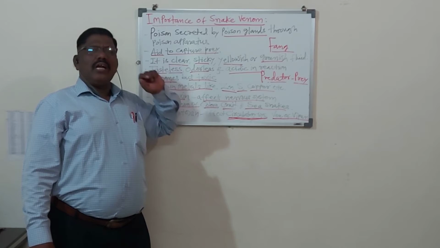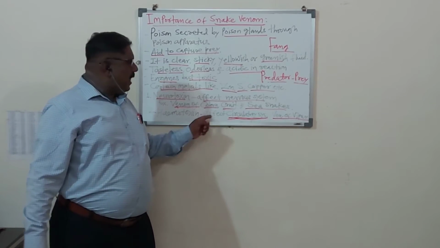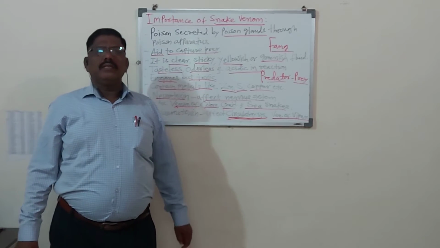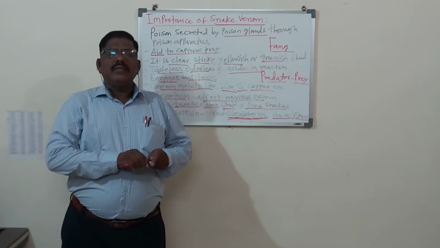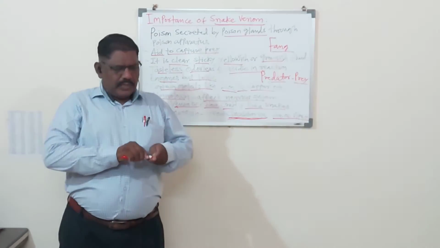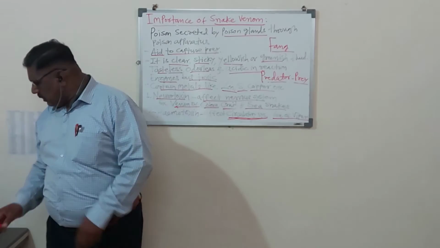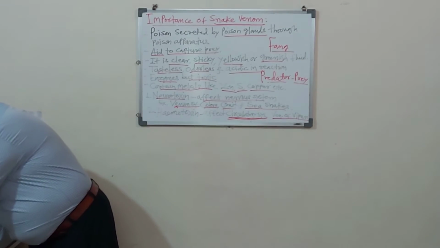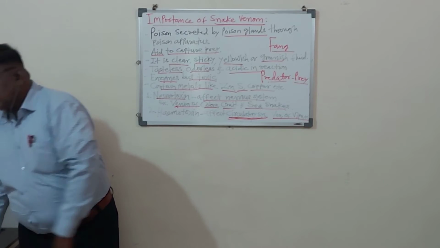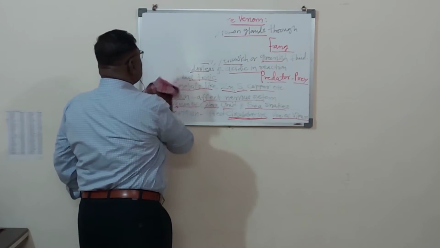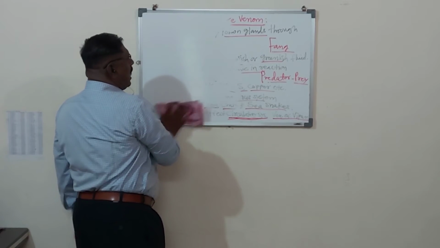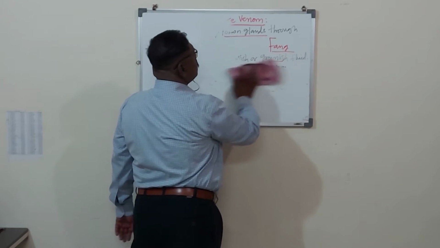This is a short bit from your syllabus. So here this chapter Reptilia is completed. Then we will start another chapter from the third unit, and that chapter is Aves. Before starting Aves, I would like to tell you about the antivenom.